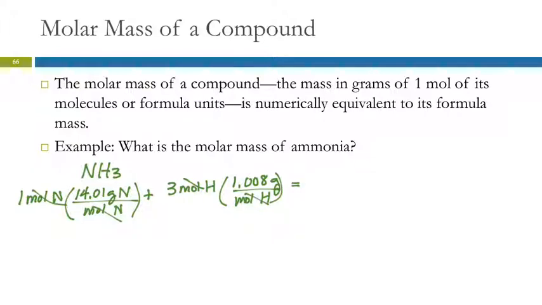Is the denominator 3 or 1 for hydrogen? The denominator is 1, because 1 mole of hydrogen weighs 1.008 grams. And so I think this comes out to 17.034. Anybody do it?